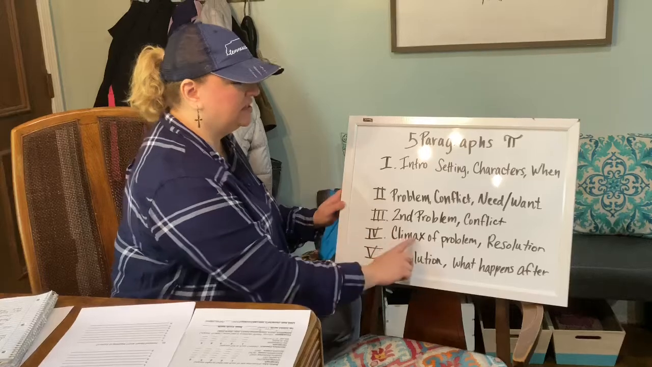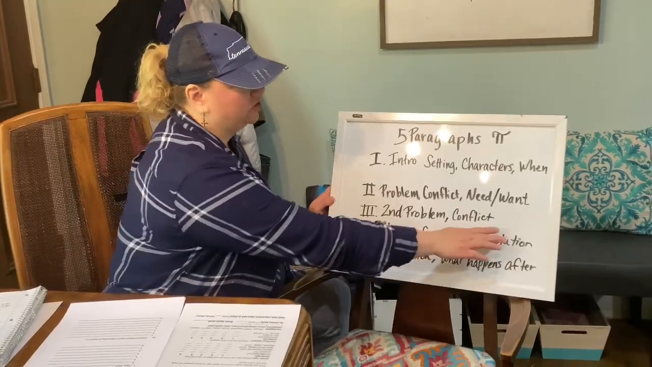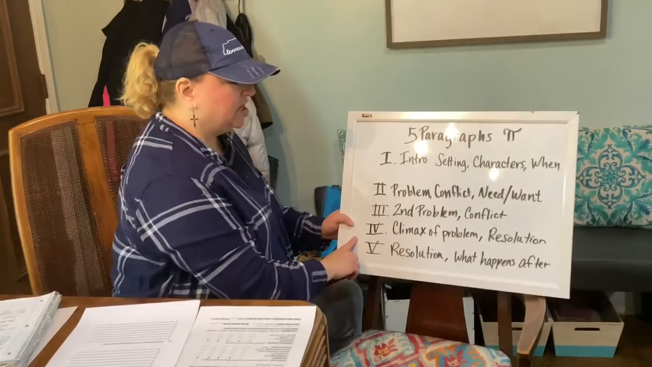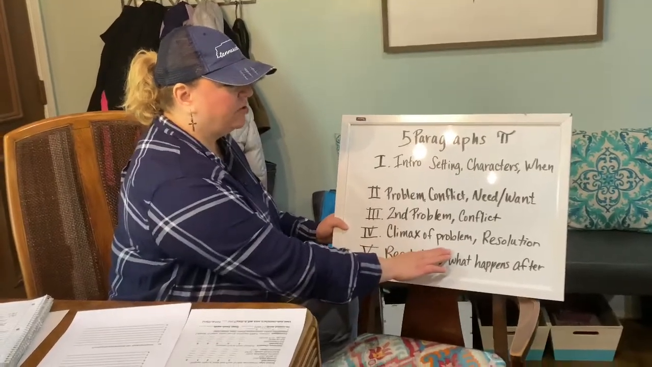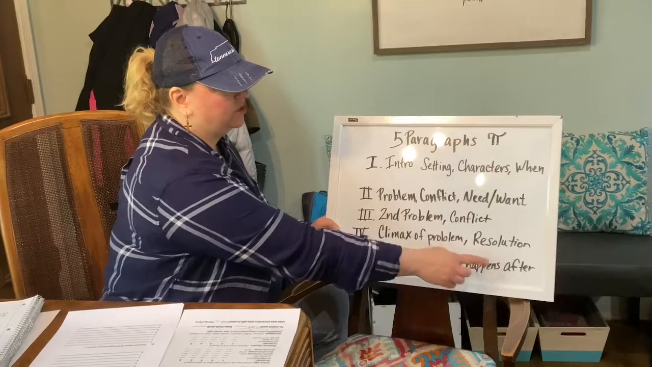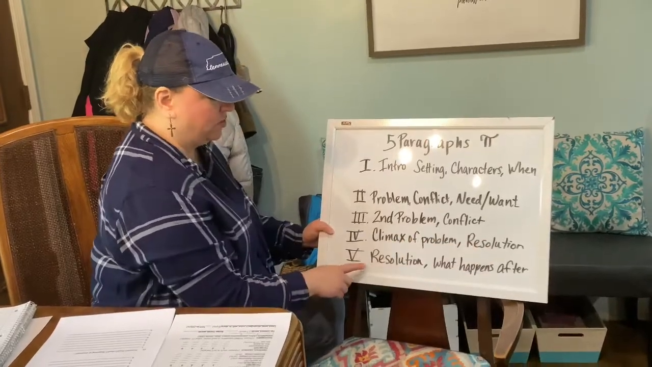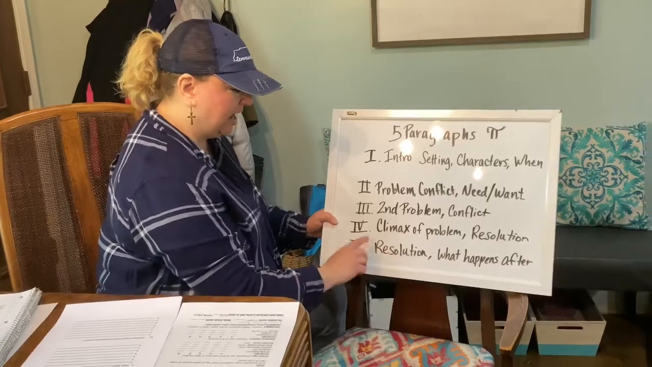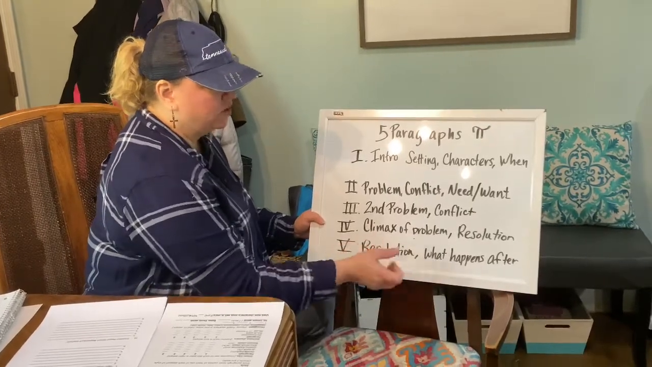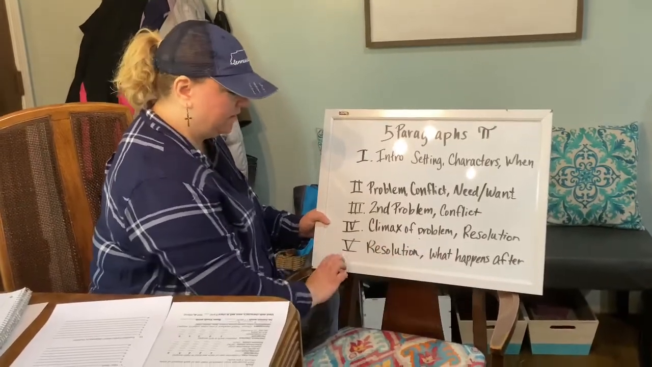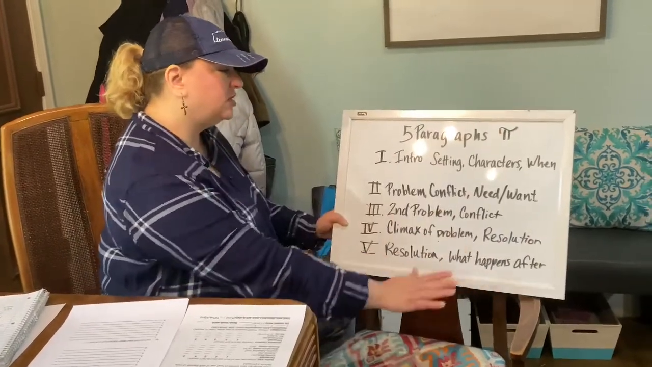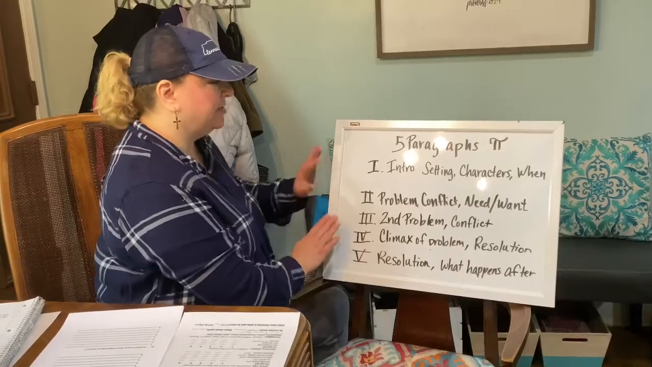In paragraph 3, you're going to add a second problem or conflict or need or want. And in paragraph 4, you're going to have a climax to your problem, possibly with a resolution. Your resolution can go there, or it can go in paragraph 5. So you will somehow resolve the conflict after the peak in paragraph 4, and then you'll end the fifth paragraph with what happens after.